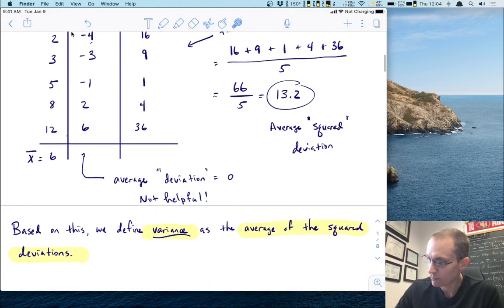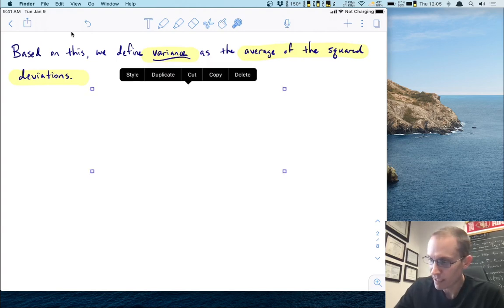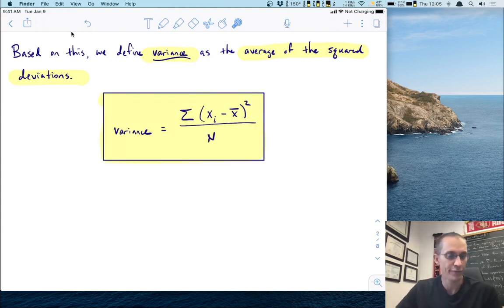Okay, so that's our review. We define variance as the average of the squared deviations. You can write this down in a formula if you would like. It's simply the sum of each data point minus the mean, that's the deviation, squared. Right? So we square them, add them up, and then we divide by n.